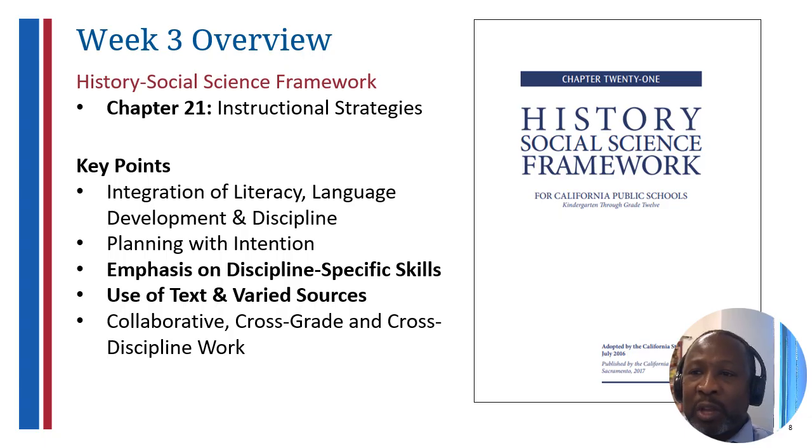Okay, so chapter 21 of the History and Social Science Standards, the emphasis is really on discipline-specific skills. So in history, reading, interpreting primary and secondary sources, writing historical arguments. So that is in history. Then it also covers geography. So in geography, it's using geographic representations, analysis of the technologies to make reasoned decisions.